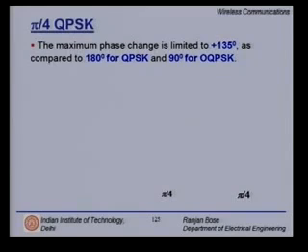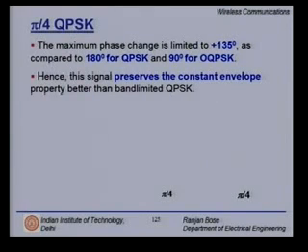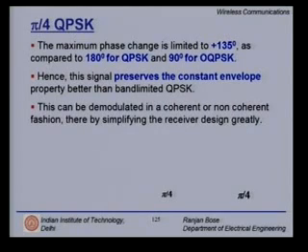So, the maximum phase change is limited to 135 degrees, though it can be less, as compared to 180 degrees for QPSK and 90 degrees for offset QPSK. Hence, the signal preserves the constant envelope property better than the band limited QPSK. This can be demodulated in a coherent or non-coherent fashion, thereby simplifying the receiver design greatly.